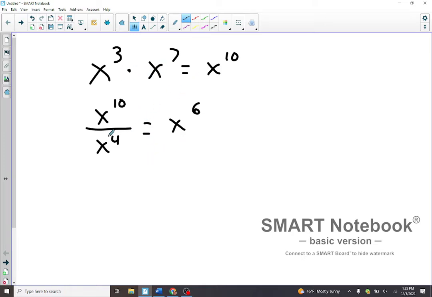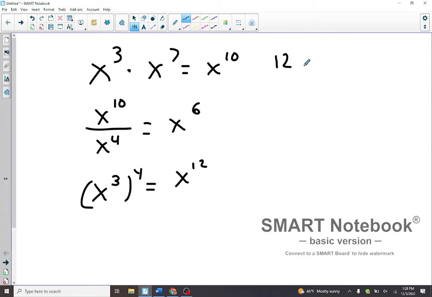So, when you multiply, you add. When you divide, you subtract. When you raise a power to a power, you multiply. So, x to the third to the fourth power is x to the 12th. Okay? If you have multiple things going on, you do it based off the base form.